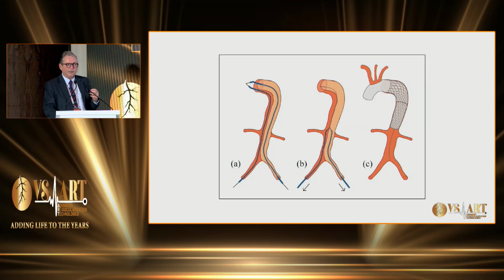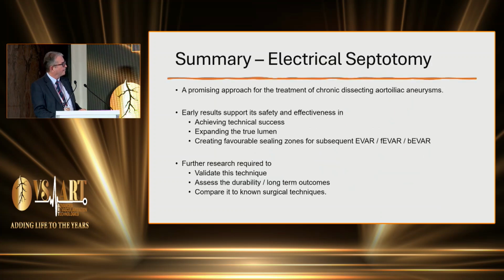And this is just a diagram of how it's performed with the septotomy starting right at the top within the arch and coming down to just above the renal arteries to allow the frozen elephant trunks to be deployed in both the false and the true lumens, which have now become one.